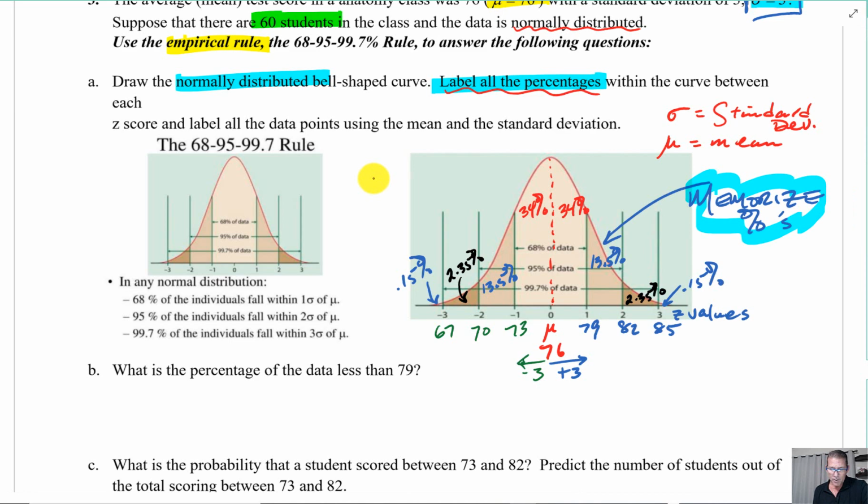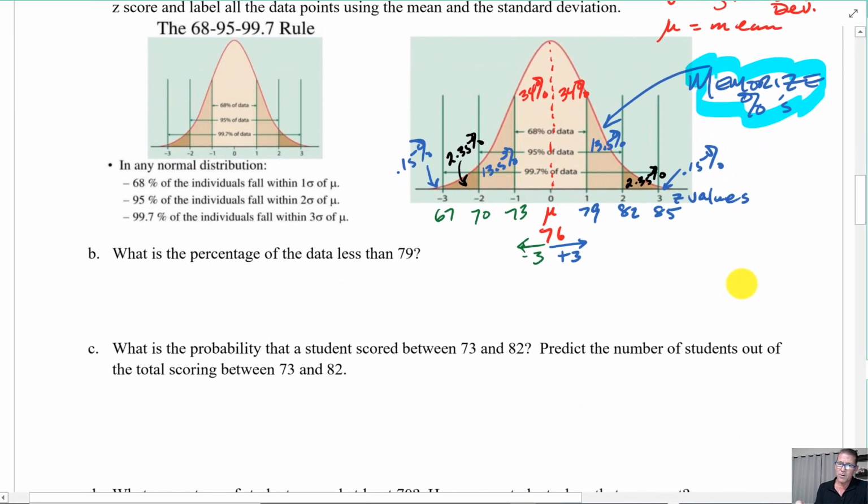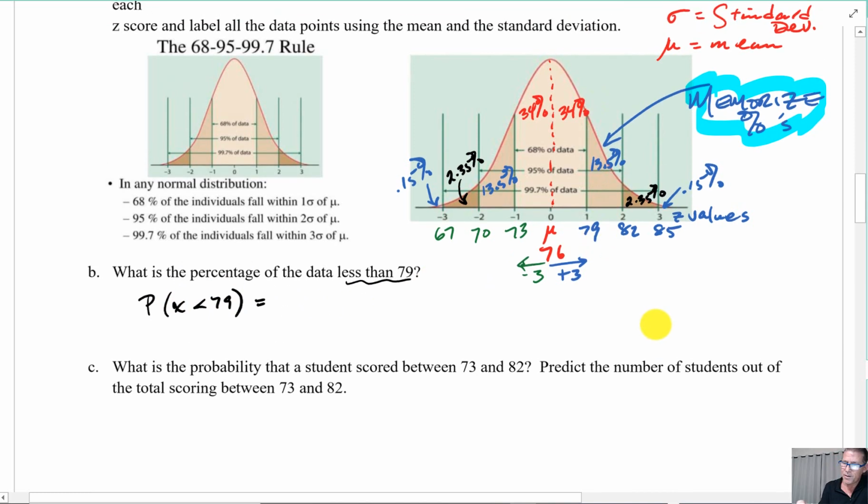Okay, so now let's answer some basic questions here. What's the percentage of data less than 79? What's the percentage or the probability that a score is less than 79? Okay, so 79 is here. Now remember, half the data is to the left, 50%, and 50% is to the right.